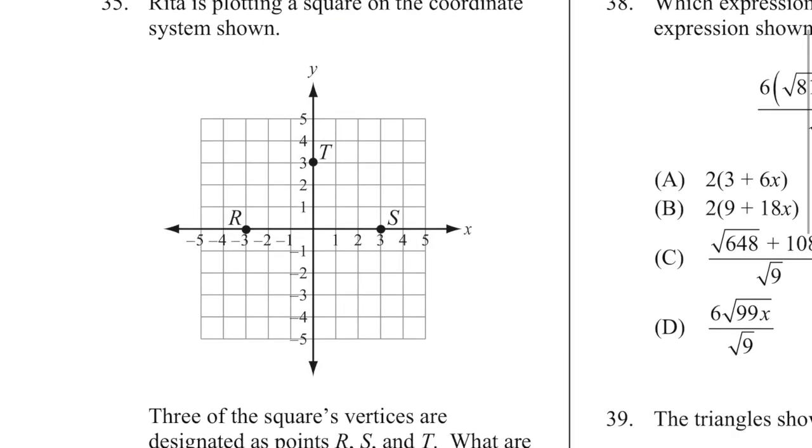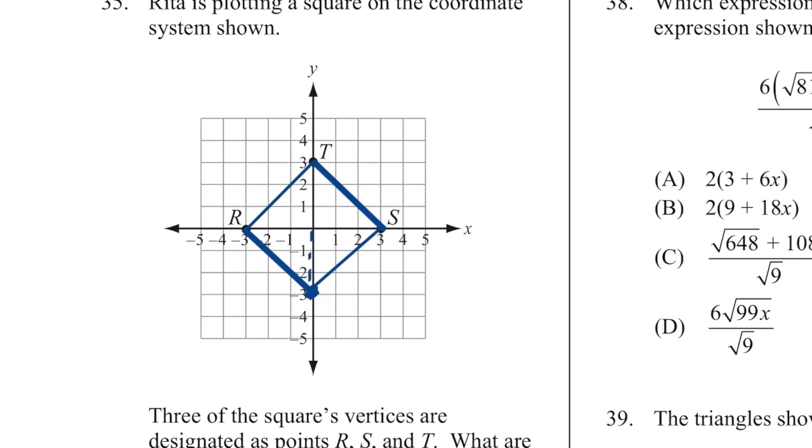Rita is plotting a square on the coordinate system shown. Can you think of where the last vertices should go to make this a square? I like to start by connecting the dots that I have, so then it becomes clear where I need the last point to go. Now, I will draw a dot on that point and figure out what coordinates that point is at.